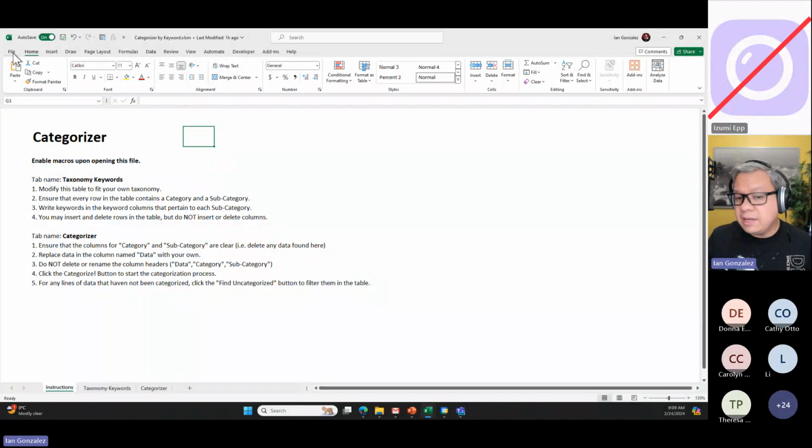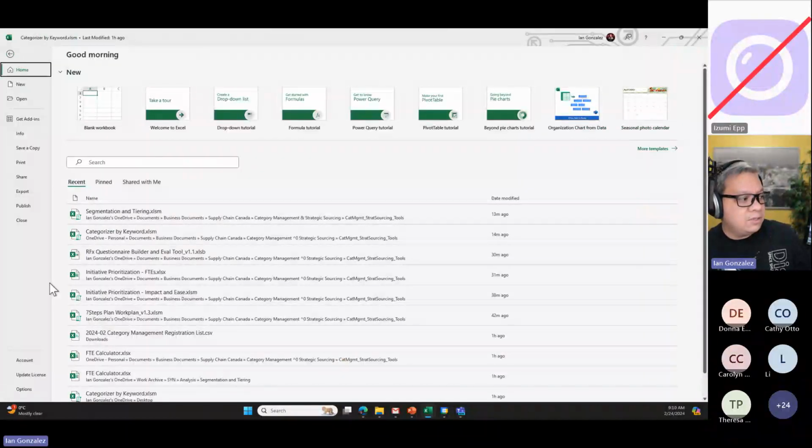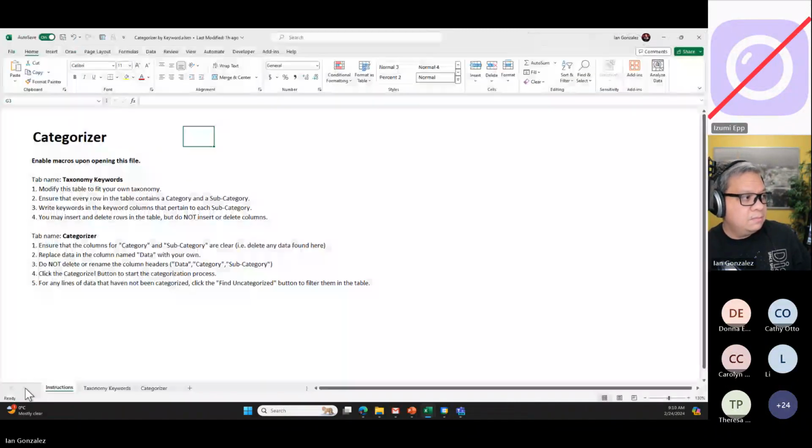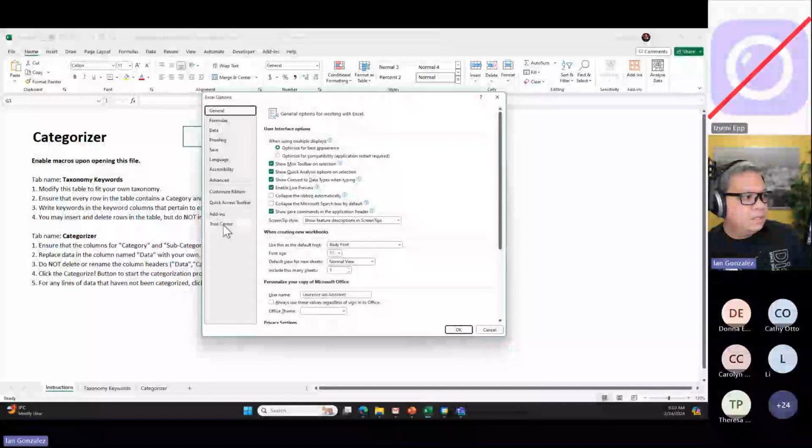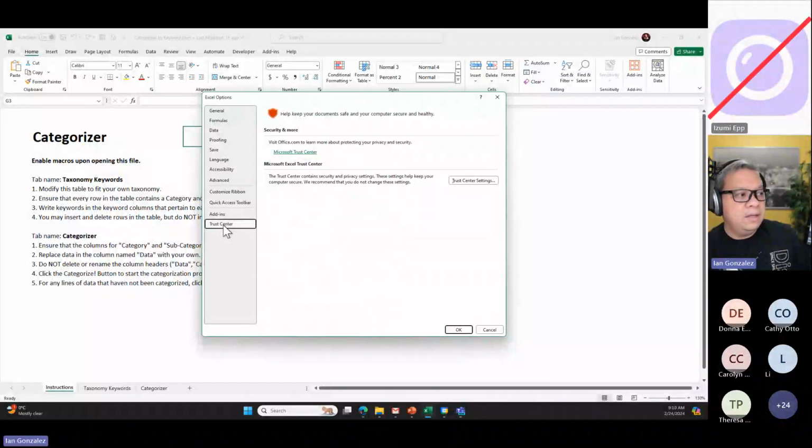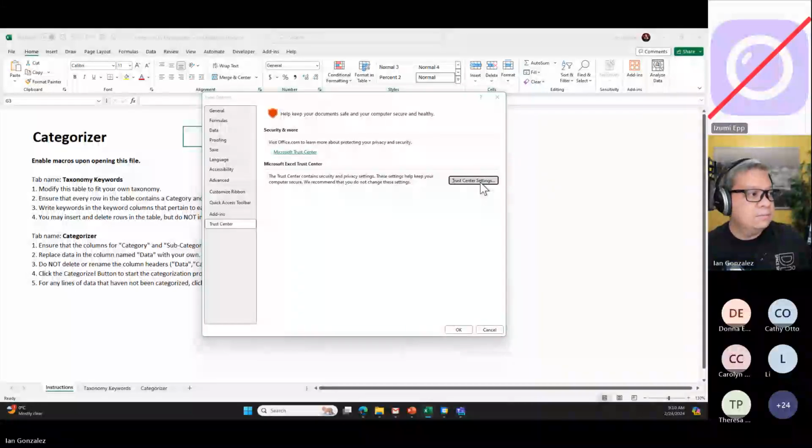Now, in the extreme case that your IT department is so paranoid that technique doesn't work, and I've seen it work on some computers, the most paranoid of all IT policies, you have to go to your Trust Center. So go to File, Options, and then go to the Trust Center, and if the Trust Center settings is not grayed out, click it, all right.